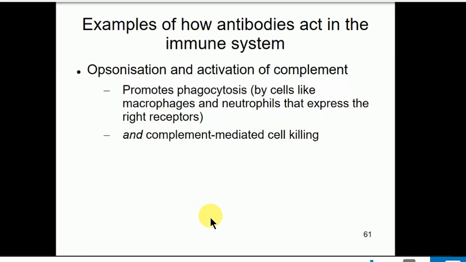The other thing that happens, which is important, is that complement not only helps cells to be recognized through the complement receptor, but it also directly punches holes in cell membranes and produces something called complement-mediated cell killing. So the binding of complement is both a cytotoxic effect in its own right, particularly with bacterial cells, but it also helps those cells to be recognized by the macrophages and other cells that can gobble up the antibody and complement-coated material.